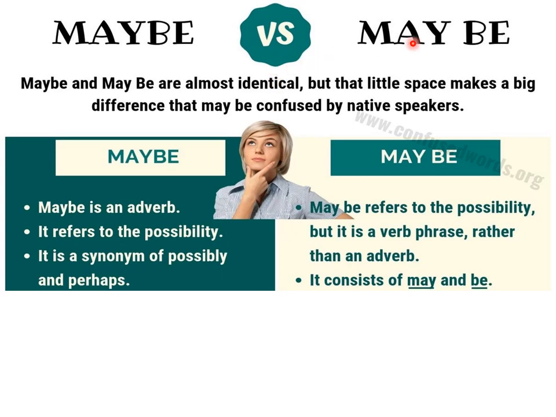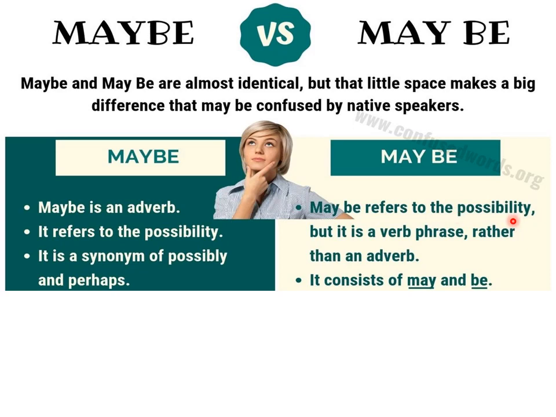Maybe versus may be. Aren't they the same? Well, maybe and may be are almost identical, but that little space makes a big difference that may be confused by native speakers. Maybe is an adverb. It refers to the possibility. It is a synonym of possibly and perhaps.